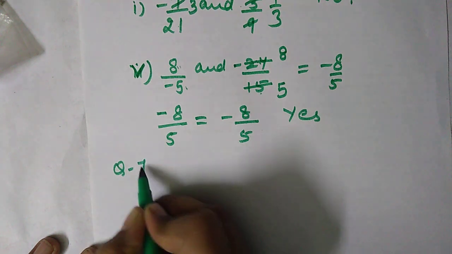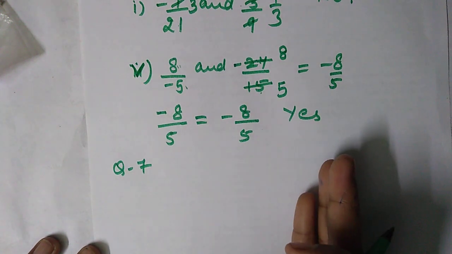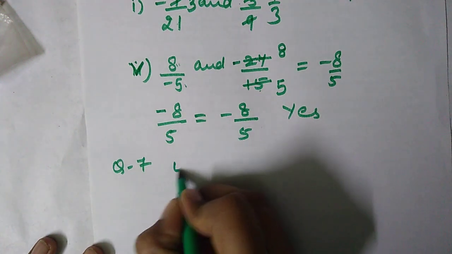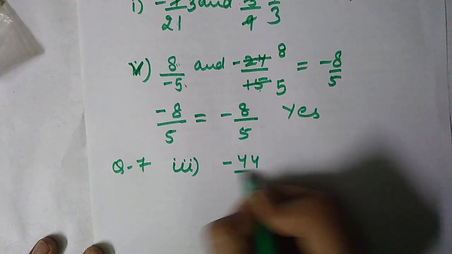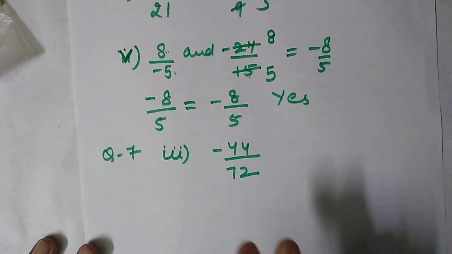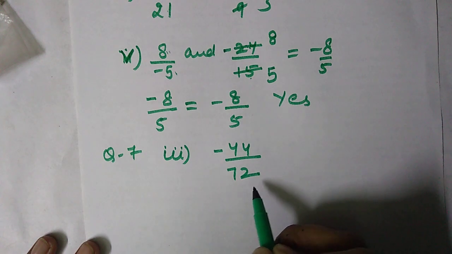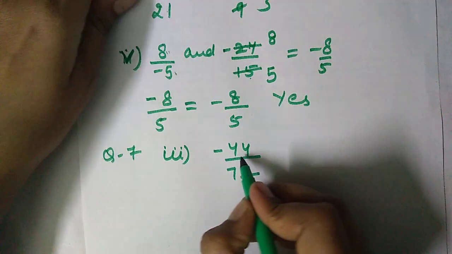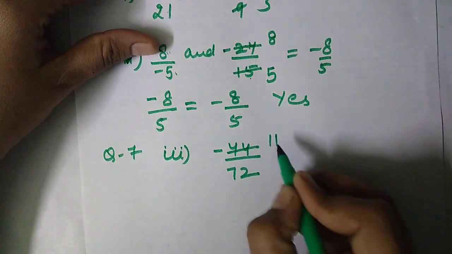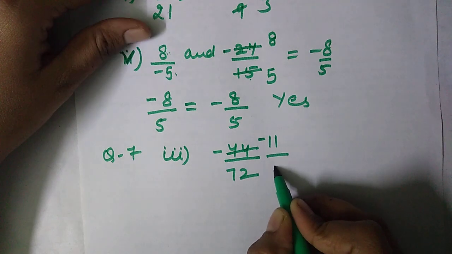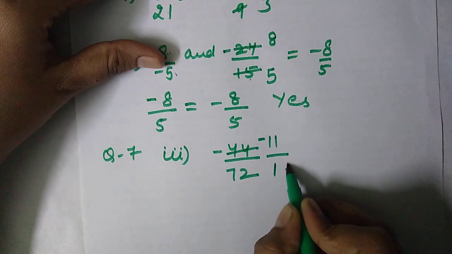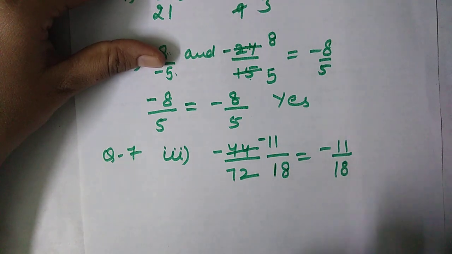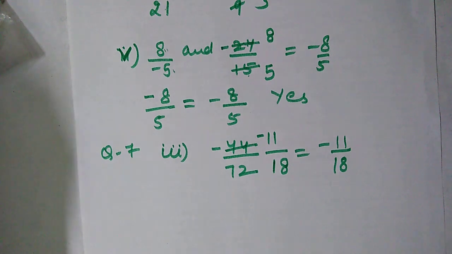Now come to 7. In question number 7 you only have to write the rational number in simplest form. Let me take the third part: minus 44 over 72. You have to write the number in simplest form. They get cancelled with 4, or you can cancel them with the table of 2 also, but I am cancelling here with 4. 4 elevens are 44, so this is minus 11, and 4 eighteens are 72. So the simplest form is minus 11 over 18. This is question number 7. Question number 8 I have already explained.